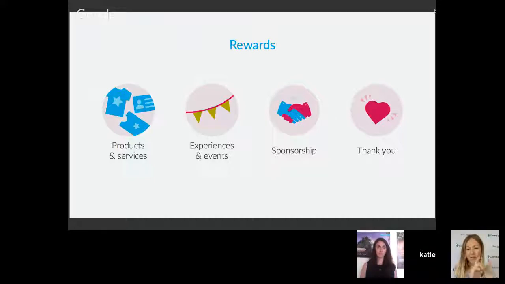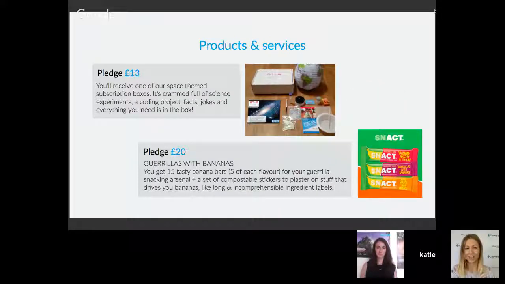So we're just going to whip through each of these four different categories and have a look at some examples. First up, products and services, and this is probably the one that people think of first when they're thinking about rewards. It's the obvious one, receiving something physical. So whether that's, as we've got here, a space-themed box that kids can use to get involved and have a go at some different activities, or another project, Snacked, that have worked with us a couple of times, where actually the product that they make themselves, these bars made from food waste, you actually receive some of those.